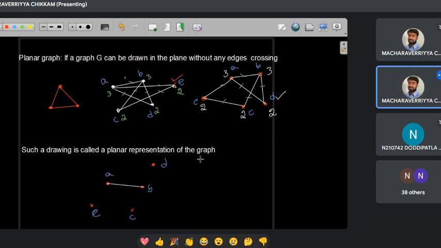Now let's assign the edges. D is adjacent to A and B, right? And E is adjacent to A and C, and C is adjacent to B and E. I hope that's done. See, initially you thought it is not a planar graph. This is a planar graph. And this is the planar representation of the graph. Whatever we have drawn here is the planar representation.